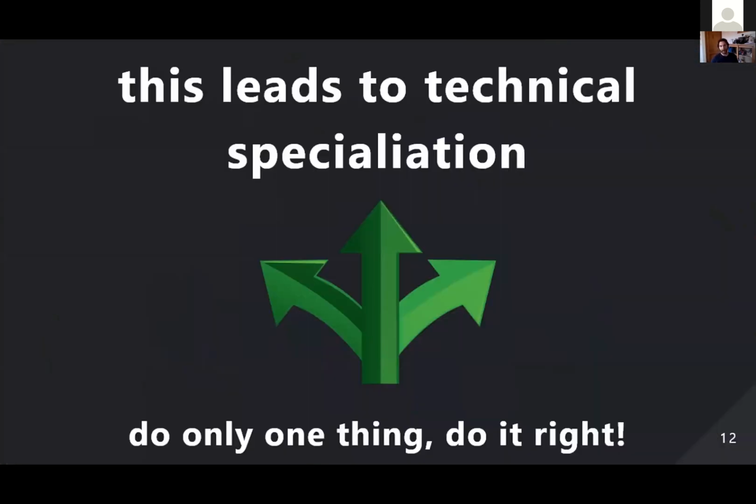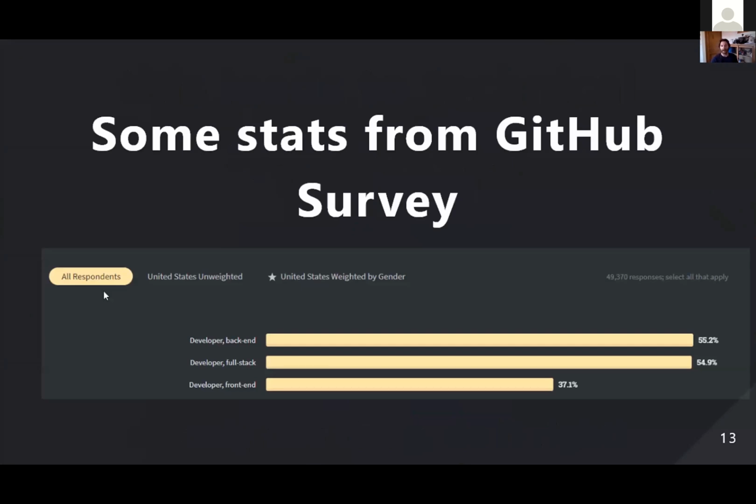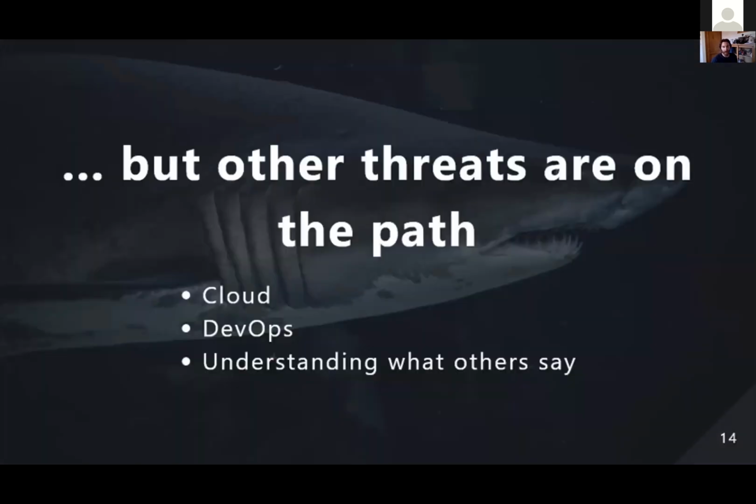Many full stack developers found the way of technical specialization. So they start doing only one thing and they want to do it right. As we see from this statistic from the GitHub Survey, most full stack developers then specialized on backend or front end. So we see that somebody has one role, somebody plays 2 roles, but there are a lot of people that are focused only on one side of the application. So that seems the right way, but there are other trends on the path, because there is cloud, there is DevOps, and there is the need of understanding what others say. So probably being focused only on one technology is something limiting.